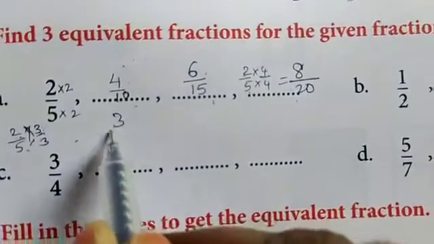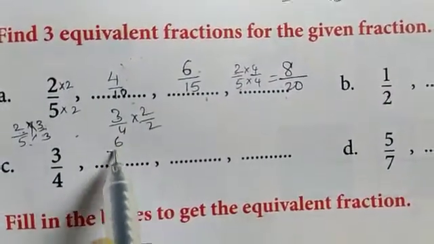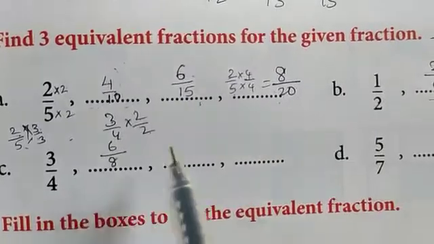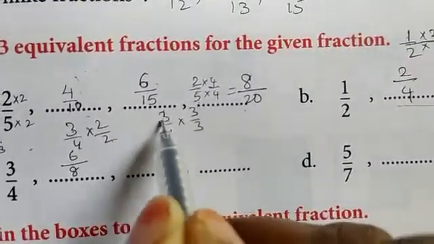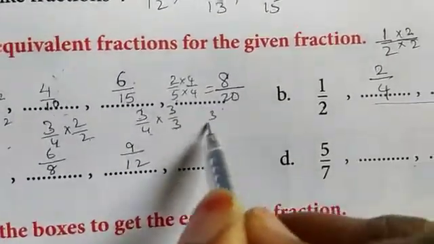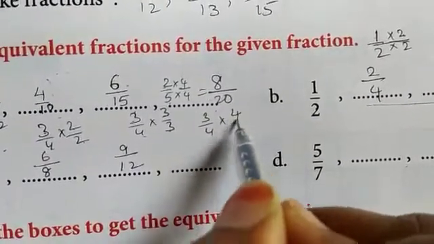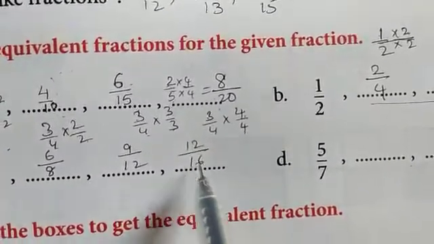3 by 4 multiply with 2. 3 2s are 6, 4 2s are 8. Now 3 by 4 when you multiply with 3 by 3, 3 3s are 9, 4 3s are 12. 3 by 4 into 4 by 4, 3 4s are 12, 4 4s are 16.